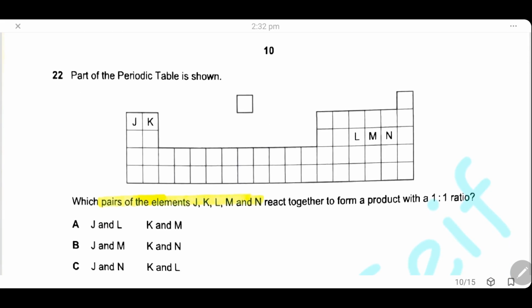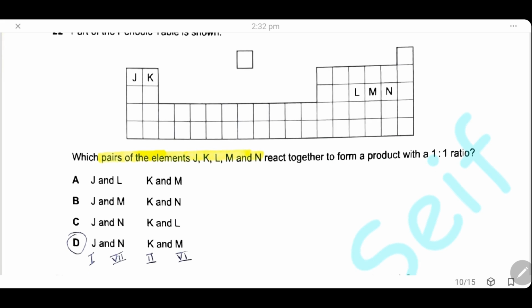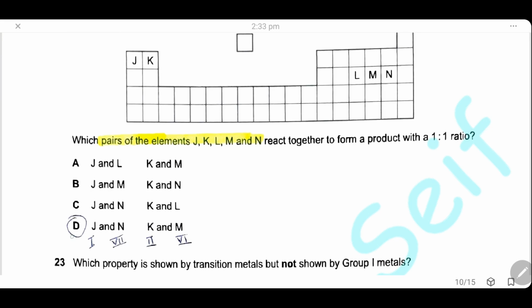Question 22. A part of the periodic table is shown. Which pairs of elements J, K, L, M, and N react together to form a product with a ratio 1:1? Here, again, take care that the answer in both columns should be correct. Elements in group 1 react with elements in group 7 to form ionic compounds with a ratio 1:1, and elements from group 2 react with elements from group 6 to form compounds with a ratio 1:1. So here the answer will be D, one from group 1 and one from group 7, and in the other column K is from group 2 and M is from group 6.